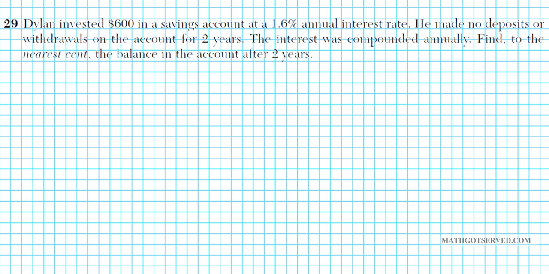All right, let's take a look at number 29, the last one in this review installment. It reads, Dylan invested $600 in a savings account at 1.6% annual interest rate. He made no deposits or withdrawals on the account for 2 years. The interest was compounded annually. Find to the nearest cent the balance in the account after 2 years.